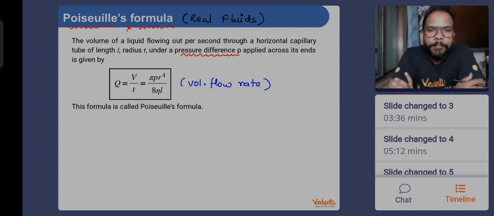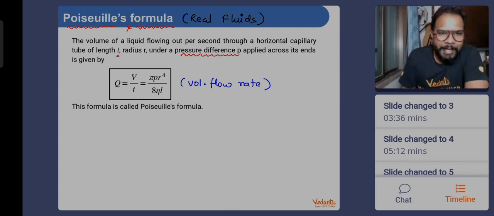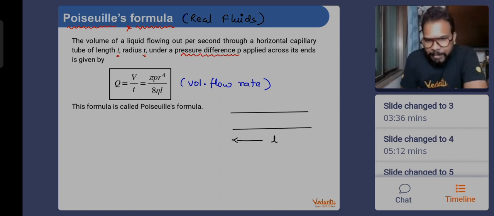So the Poiseuille guy explained how much volume per unit time is going to flow through a given tube whose length is L, the radius is R, and the pressure difference between the two ends of the tube is given to us as P. So say you're talking about a pipe or a tube, its length is say L, its radius is R.